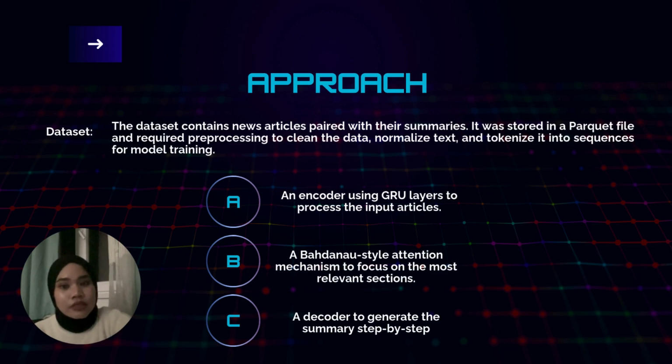And this is for the model design. The model architecture is based on sequence to sequence with attention, comprising: first, an encoder using GRU layers to process the input articles. Second, a Bahdanau style attention mechanism to focus on the most relevant sections. And the third one is a decoder to generate the summary step by step. And for the metric, to evaluate the model performance, I use the ROUGE metric, which measures how well the generated summaries match the reference summaries.